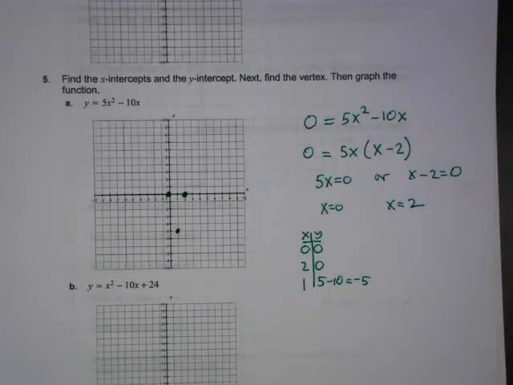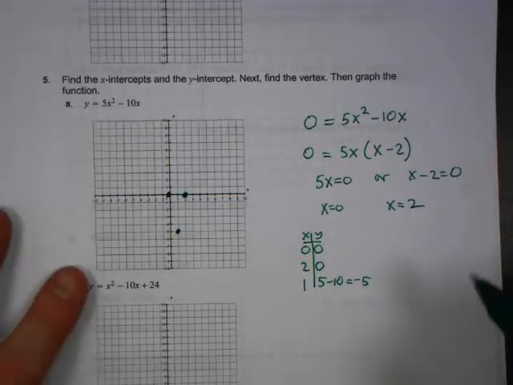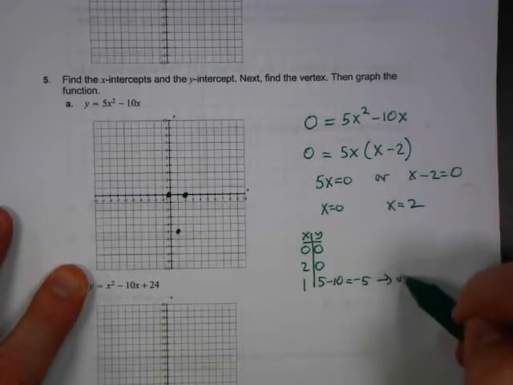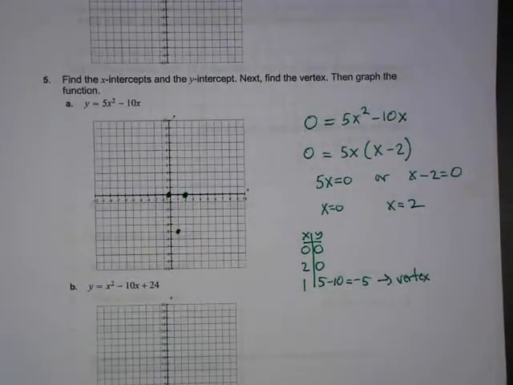So it said find the x-intercepts. I did that. It said find the y-intercept. I skipped that for a minute. I went right to the vertex. I found my vertex. How do I find the y-intercept? Plug 0 in for x.